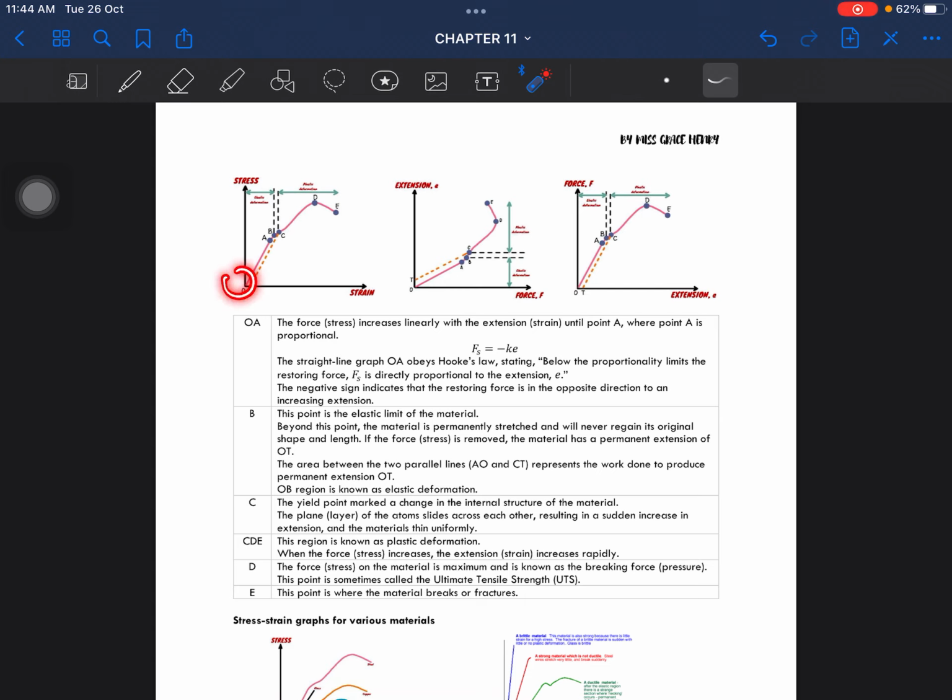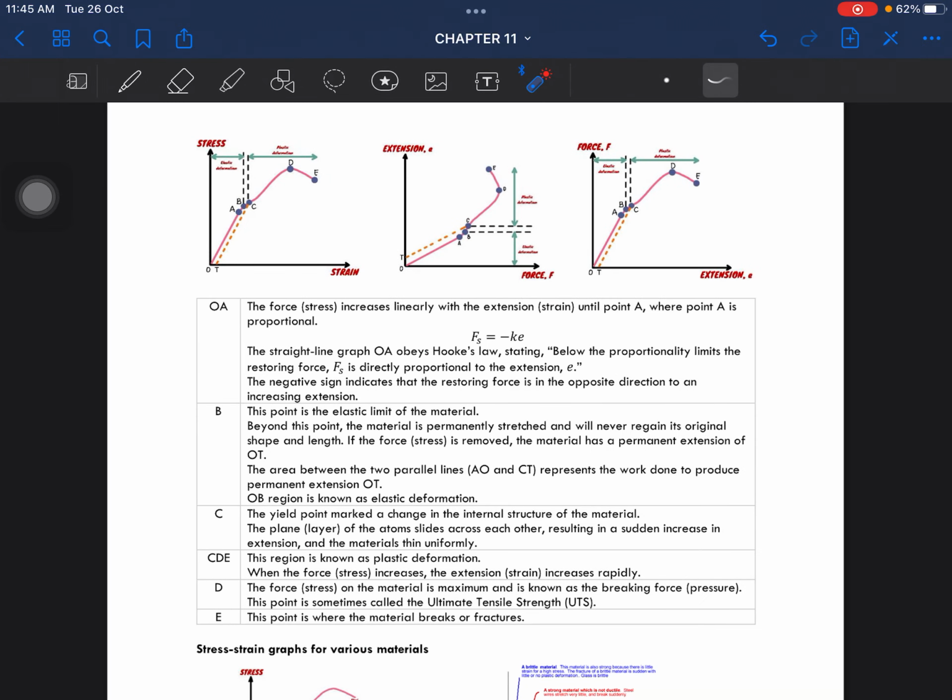From point O until point A, the force, or the stress, increases linearly with the strain. It will only increase linearly until point A. The formula that we can use is Hooke's law. It states that below the proportionality limit, the restoring force will always be directly proportional to the extension. At this point, it obeys Hooke's law.